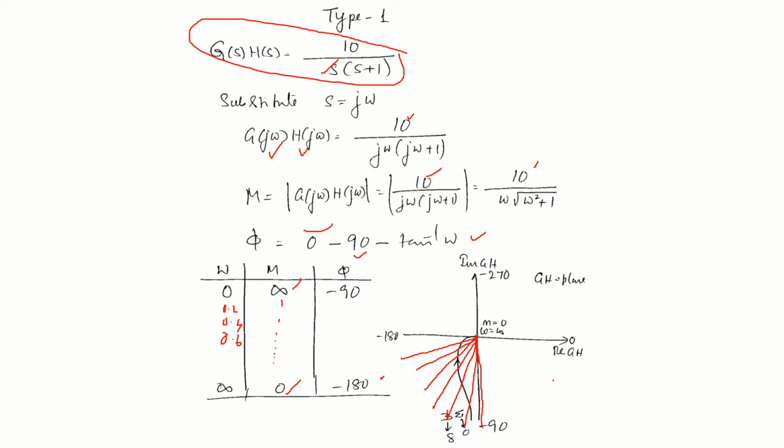So on this line you mark the magnitude. First one is infinity, cannot mark. So other values you mark. And last value is omega equal to infinity, magnitude is 0. So just join all these points and make this line asymptotic to minus 90 degree. Omega is tending to 0, magnitude is tending to infinity. So we get the polar plot.